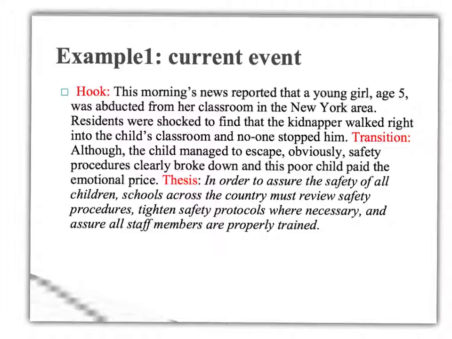So as you can see, reporting that a young girl age 5 was abducted or stolen, kidnapped, immediately gets the reader's attention, and it certainly relates to this writer's thesis, because the thesis or the claim that this writer is making is that we have to tighten security because our schools are not safe.